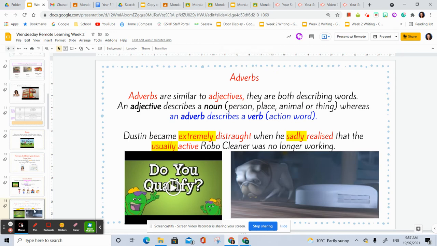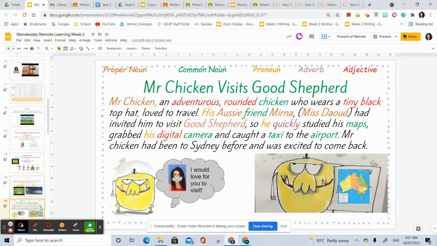Okay, now we're going to be focusing on this for a while, but these are just things for you to refer back to. What I've done here, I probably have missed some of them, but I have highlighted the majority of the proper nouns, common nouns, pronouns, adverbs, and adjectives in a text that I've constructed, that Mr. Chicken visits Good Shepherd. I'm going to read it to you, and as I read, I want you to see the words I've highlighted.